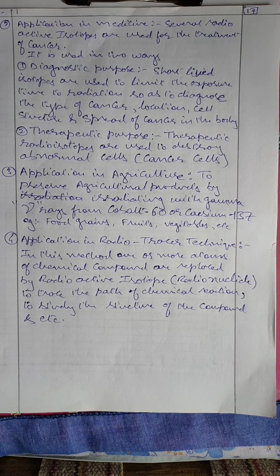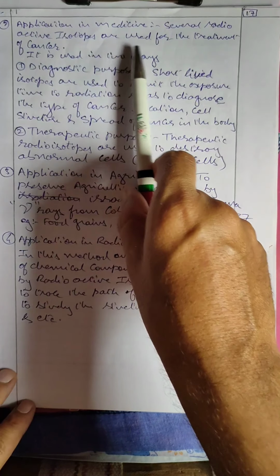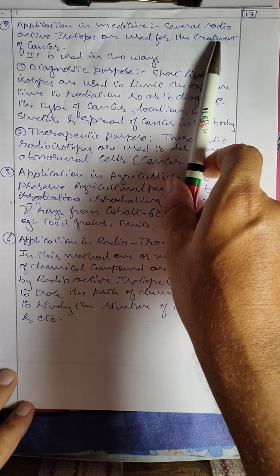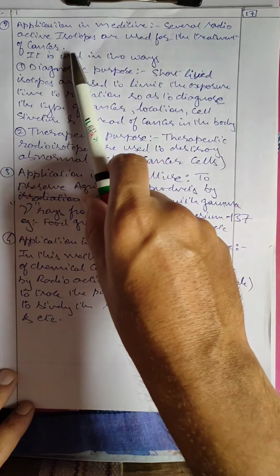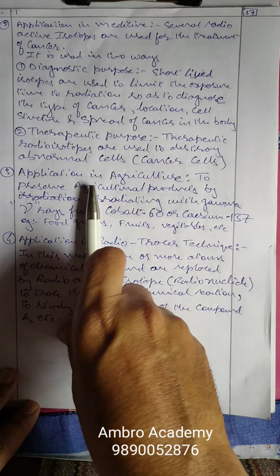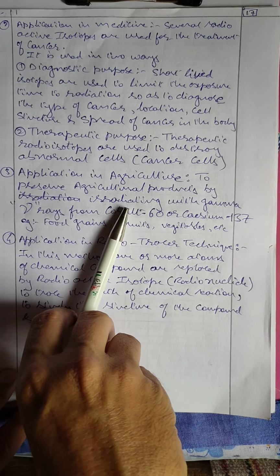The second application of the radioactive isotopes is in medicine. We know there are several radioactive isotopes which can be used to treat cancer. These radioactive isotopes are used in two ways. Number one, in diagnostic purposes. Diagnostic purposes means to diagnose the cancer.